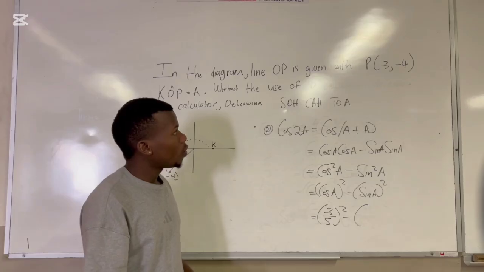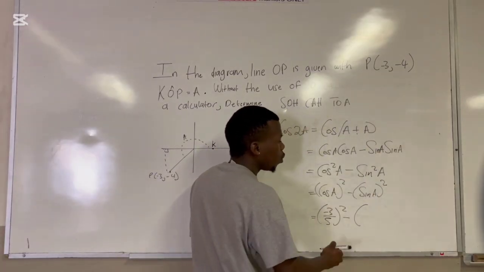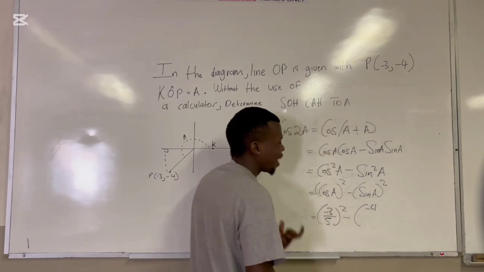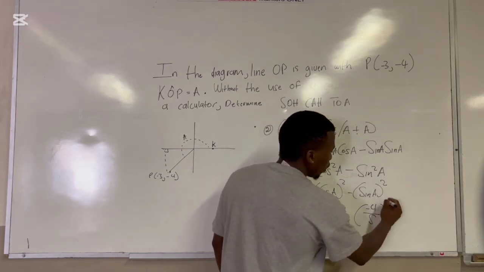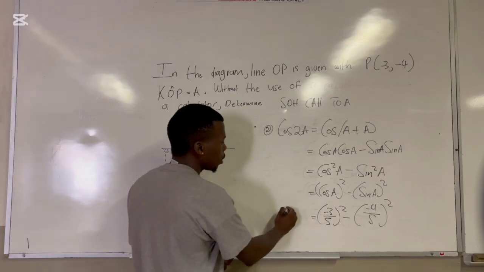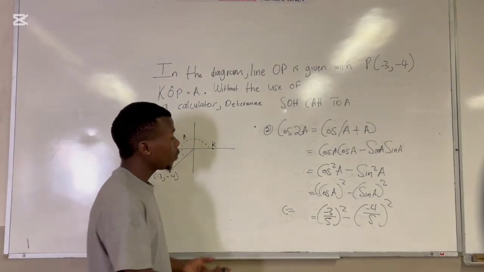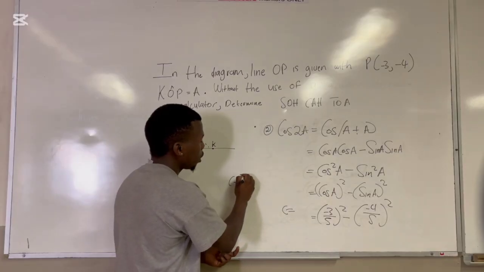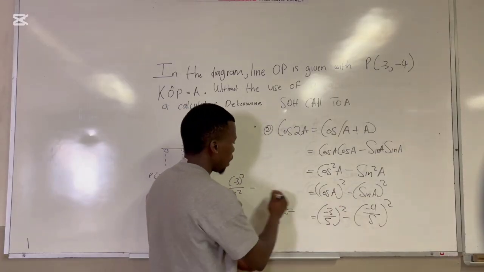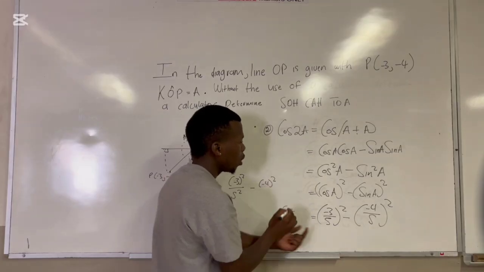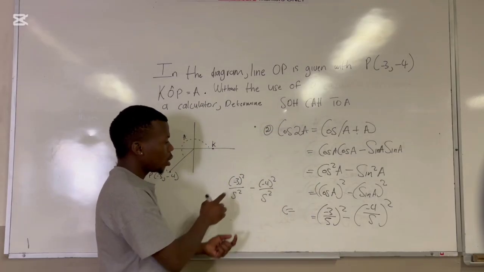Now, what is the value of r? The value of y was -4. In other words, here I'm going to have -4 over what? What is the value of r? It is 5, then squared. Now, this means that we have, according to the laws of exponents, -3 squared over 5 squared minus -4 squared over 5 squared.